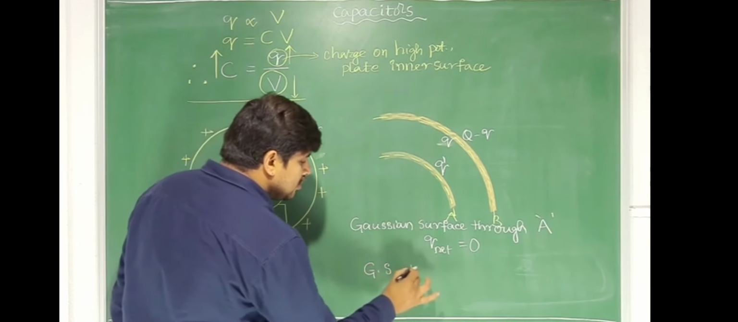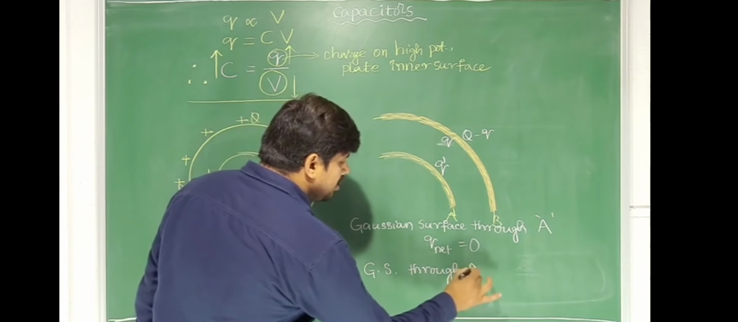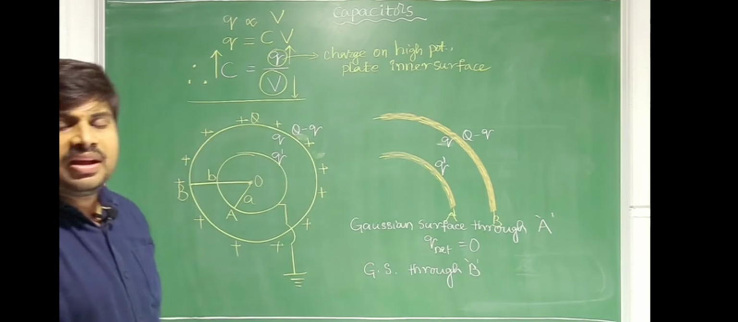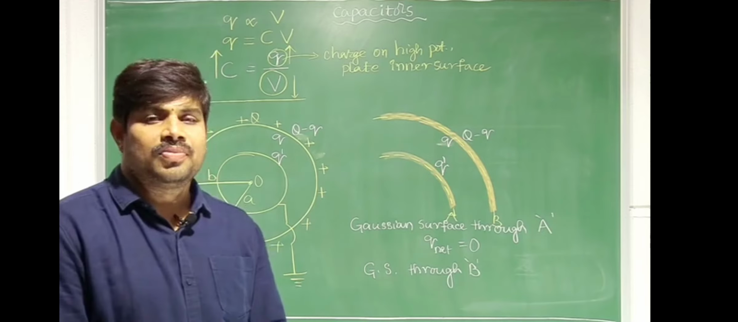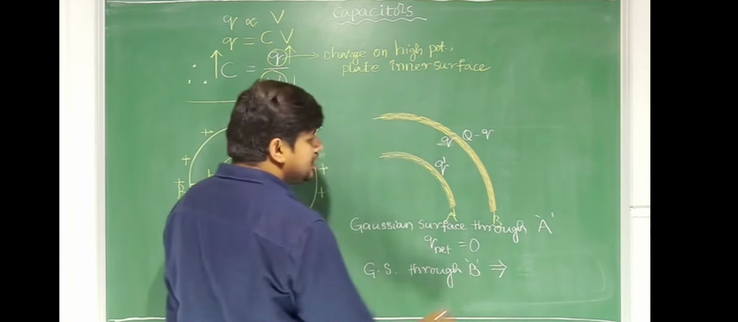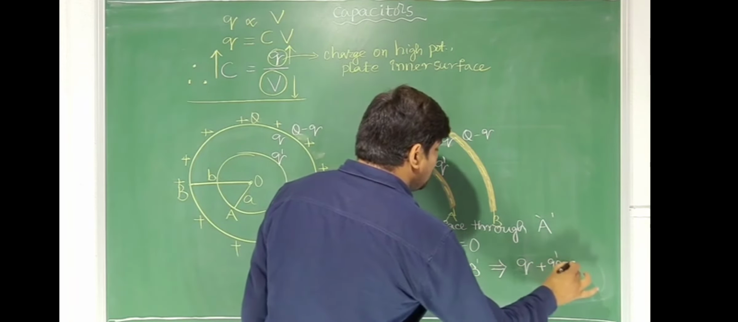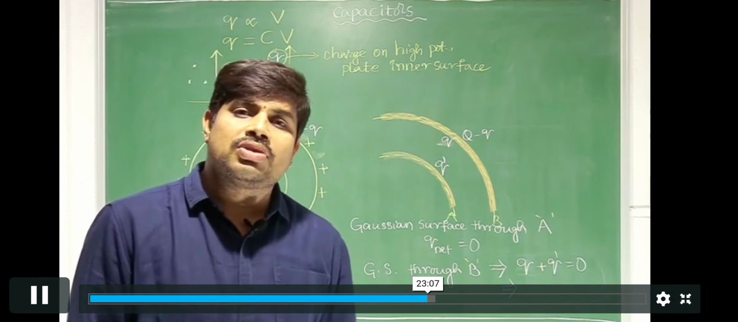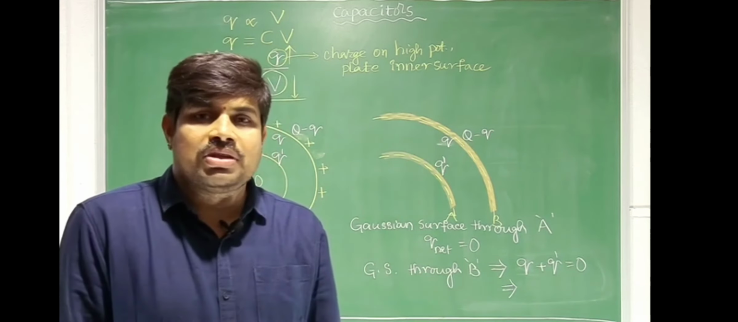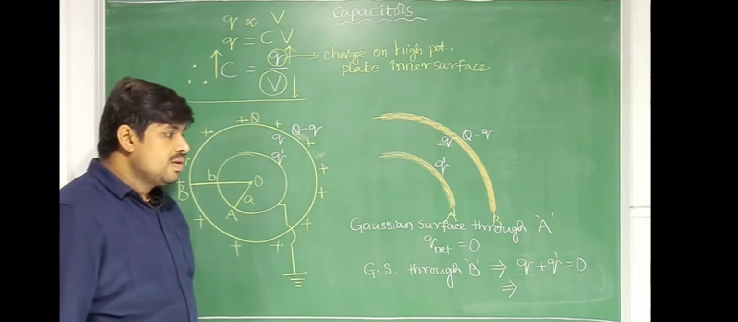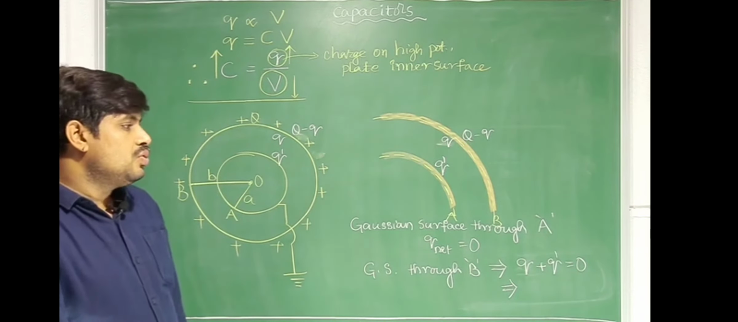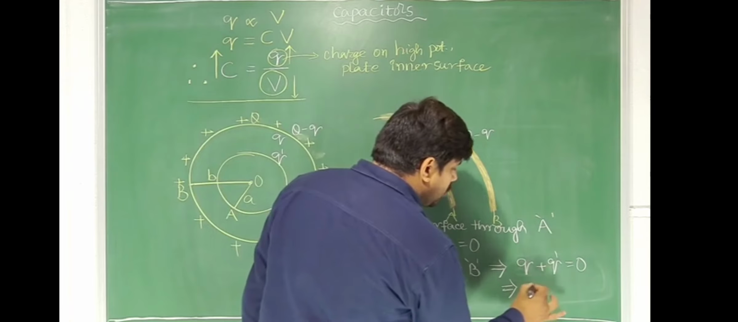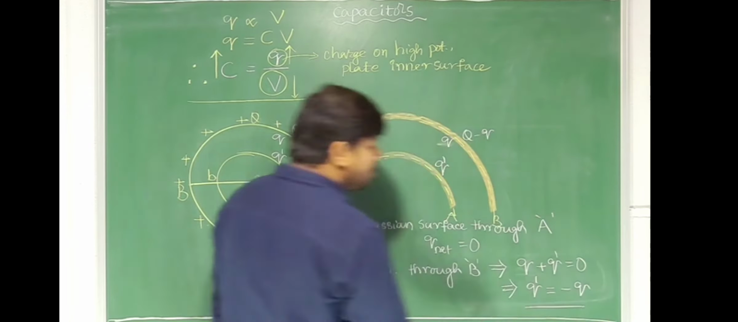If I take the Gaussian surface through B, it encloses no net charge. This is the condition. So dear students, according to the previous lectures, Q plus Q dash is equal to 0. Here I can write: a Gaussian surface taken through a conductor does not enclose any charge. I have taken the Gaussian surface through A, it is not enclosing any charge. Similarly, I am taking the Gaussian surface through B. That should also not enclose any charge. So Q plus Q dash is equal to 0. So dear students, Q dash is equal to minus Q. I can write it like this.